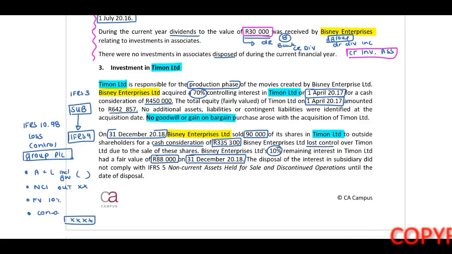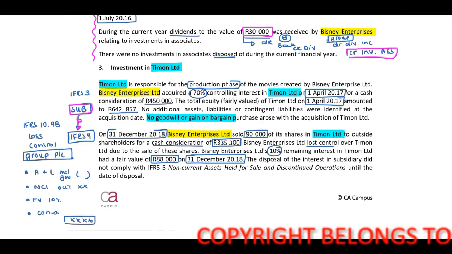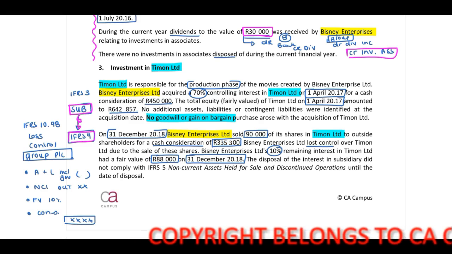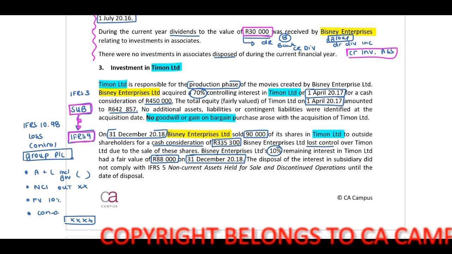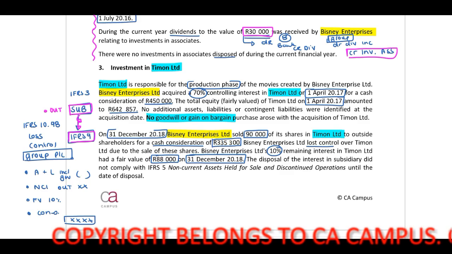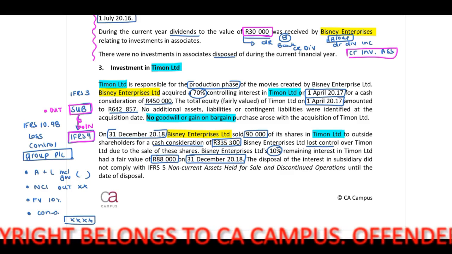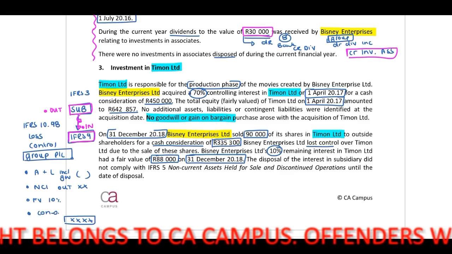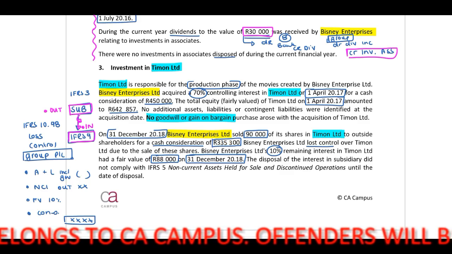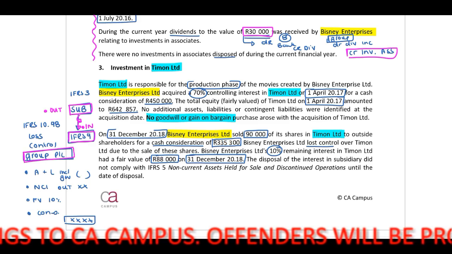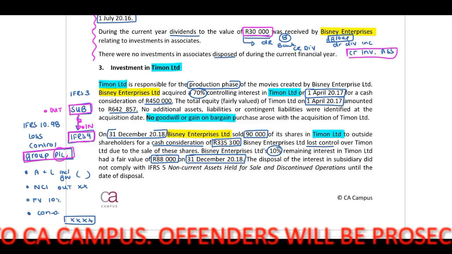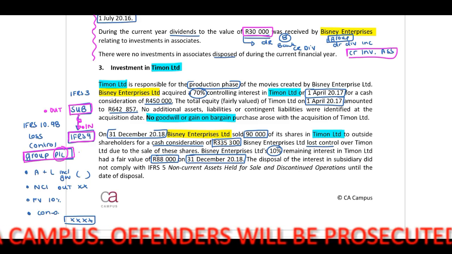Right, let's move on to the investment in Timon Limited. You will remember that we have identified that this is a subsidiary and there's a change in control to a normal IFRS 9 investment. Therefore, we will have to take out our subsidiary and we need to include the IFRS 9 investment. Right, but what do you need to remember? You need to remember that there will be group profit or loss on this transaction, which will be included in our profit or loss that we need to take out.